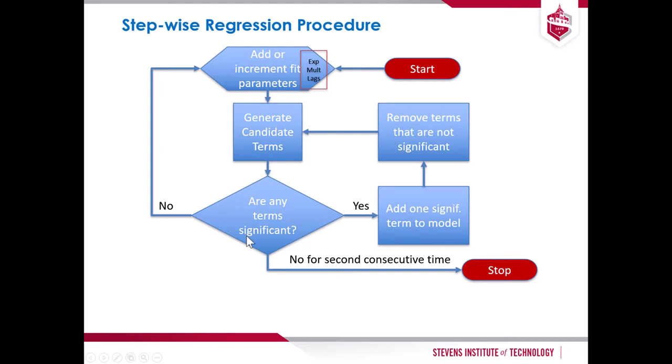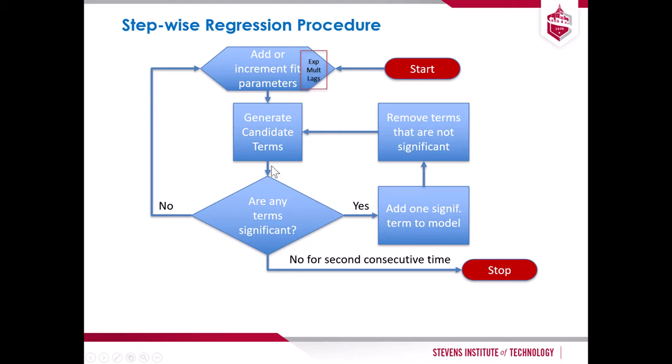Check which are significant. Add one to the model. If any currently in the model are not significant, we take them out. You'll see how this is done very easily. Generate a new list of candidate terms using the terms not in the model added to the current model. Are any of them significant? We repeat this. If not, we add more parameters.